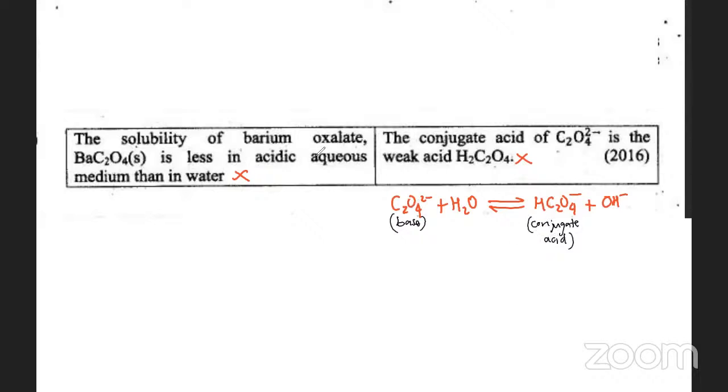The solubility of barium oxalate, this one I'm going to explain next. This is based on equilibrium and solubility product. Why is this incorrect? We know barium oxalate solid dissociates to barium 2 plus aqueous and oxalate aqueous, right?